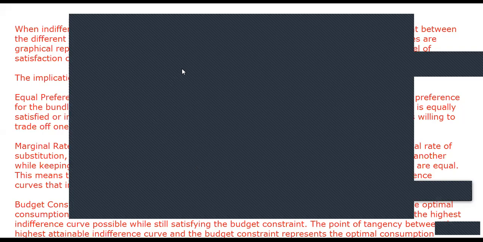Okay, so I'm going to take you through some calculus so that we can look at the formulas under different scales. So the budget line is given by the price of X times X plus the price of Y times Y.